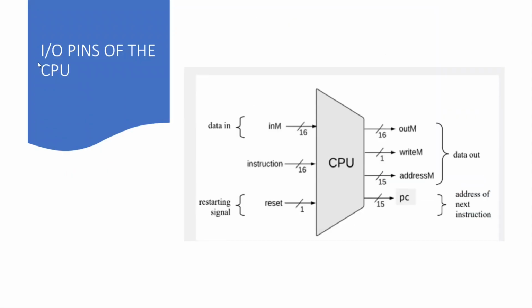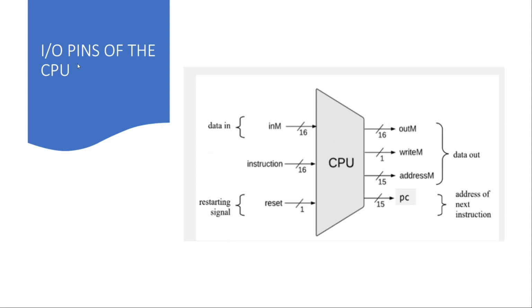Here in our abstracted image of CPU, we can see that our CPU is taking three inputs, which are input M, instruction, and reset. Here our CPU is taking instruction from instruction memory. Input M is the value of currently selected data memory register. Instruction is the value of currently selected instruction memory register. And reset is our restarting signal, which will tell our CPU to restart again.